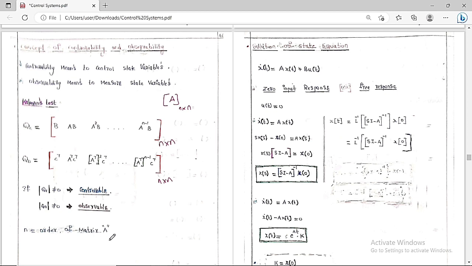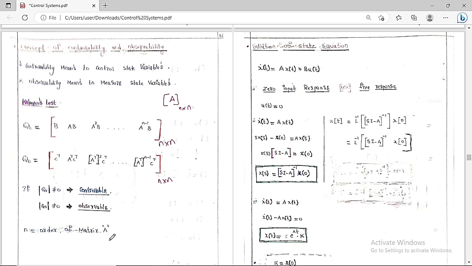So therefore we can say, if the determinant of the controllability matrix is not equal to 0, then only we can say it is controllable. If it is equal to 0 means uncontrollable. Similarly, if the determinant of the observability matrix is not equal to 0, then only we say it is an observable matrix. Otherwise, we say it is an unobservable matrix.